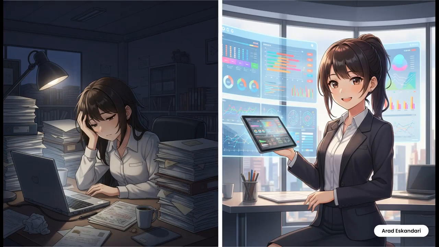And this gets us to the most important shift of all. You move away from that painful, manual grind of creating weekly reports, and you move into a world of continuous performance monitoring, where the answers you need are always live and always right at your fingertips.